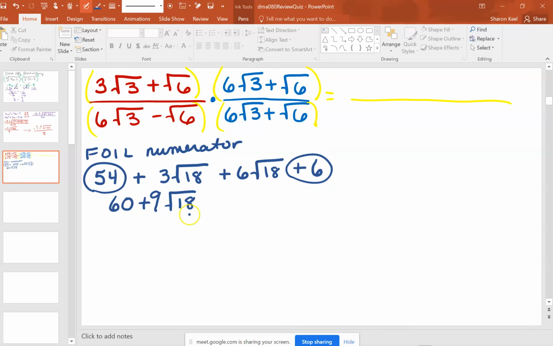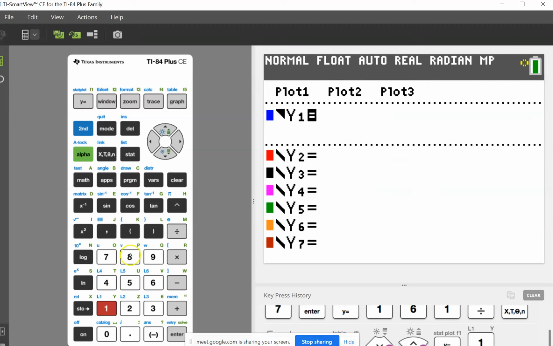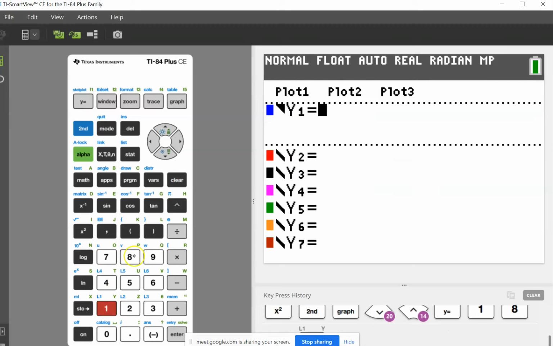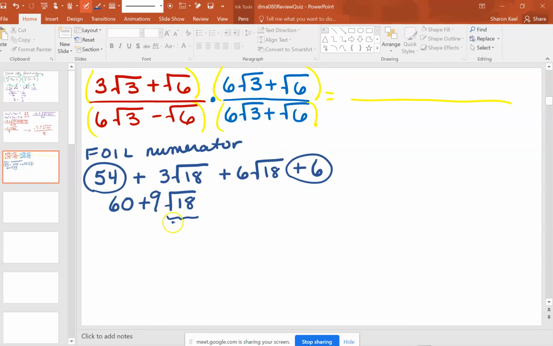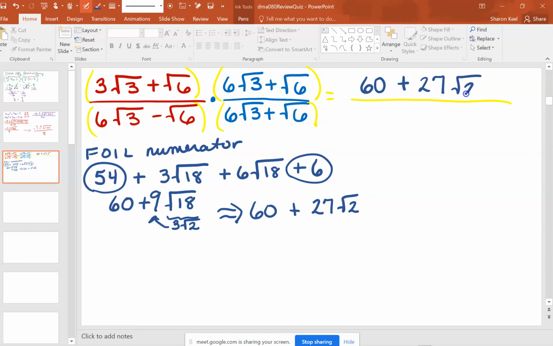I still need to simplify the square root of 18. So let's go to our calculator. We're going to do 18 divided by x squared, second table. I'm looking in this column, there's not a 1, but my first pair of whole numbers is 3 and 2. So that's going to become 3 square root 2. So what I have now for the numerator answer, I have 60 plus 3 times 9 is 27 square root 2. So that's my numerator. 60 plus 27 square root 2.